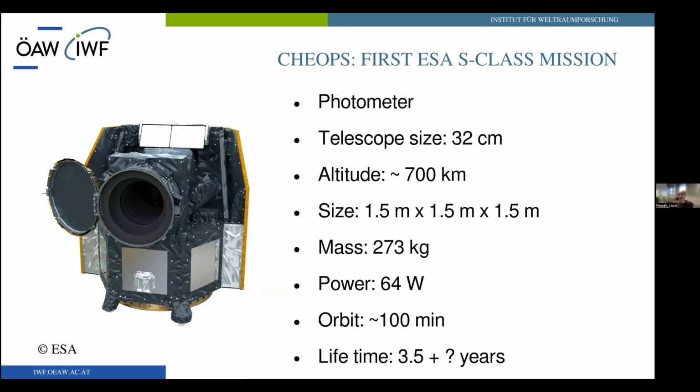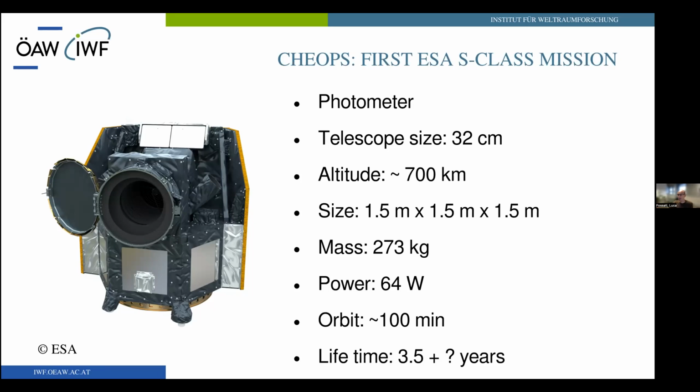CHEOPS is a photometer, which means that it measures the luminosity, the magnitude, the brightness of stars with time. It essentially does practically nothing else. It has a telescope with a primary mirror of about 32 centimeters on board. It currently flies at an altitude of about 700 kilometers. It has the size of a very big, very heavy, pretty full fridge. So it's 1.5 times 1.5 times 1.5 meters, almost 300 kilos.